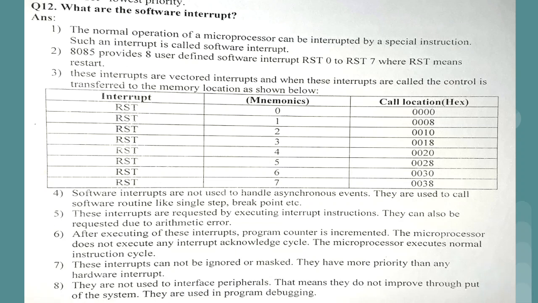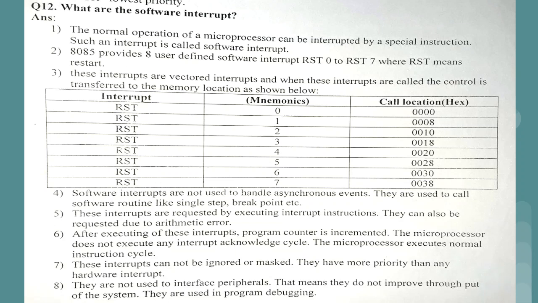Then we are moving to the fourth point of this particular question. Software interrupts are not used to handle asynchronous events. They are used to call software routines like single step, breakpoint, etc. Whenever you want to skip a particular step, in that condition we make use of a software interrupt. If you want to break the execution, for that purpose we can use the software interrupt. So it is actually not used to handle asynchronous events.